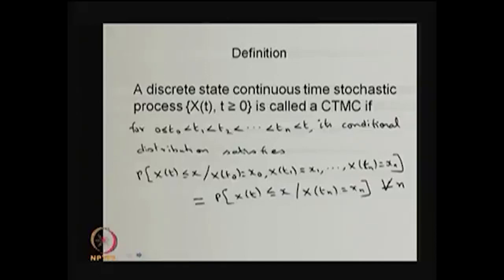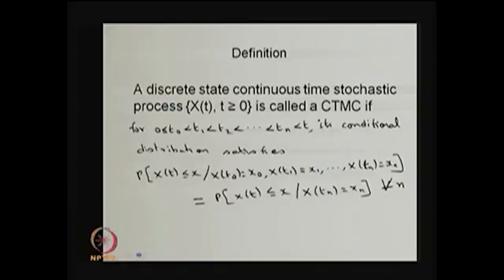At the latest, at the time point t_n, the system was in the state x_n. That is the same as asking: what is the probability that the random variable will be in some state at a future time point t, given that it is now in the state x_n at the time point t_n? That means the future given the present as well as the past information is the same as the future given only the present, which is independent of the past information. That is called the memoryless property or Markov property.